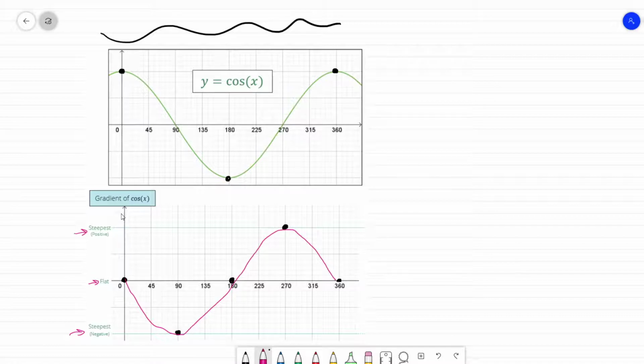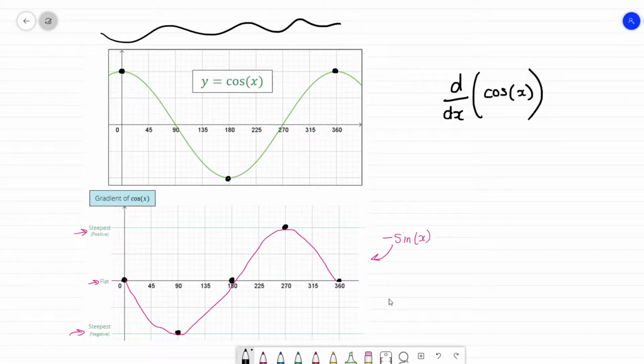Okay, so this does still resemble the sine graph, but it's upside down. So if we're looking at the gradient of the cos graph, and we're differentiating cos, we should get minus sine out. And later on in the year, we'll prove that more rigorously using first principles, but it's just to get the intuition for now.